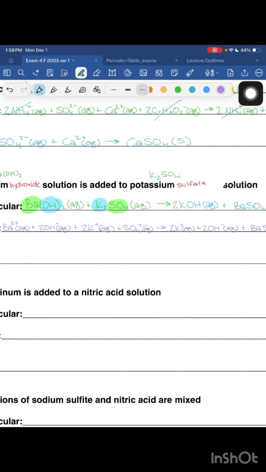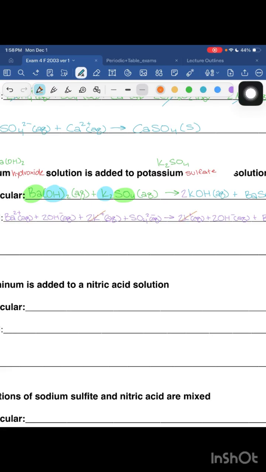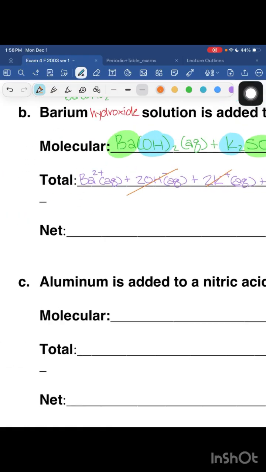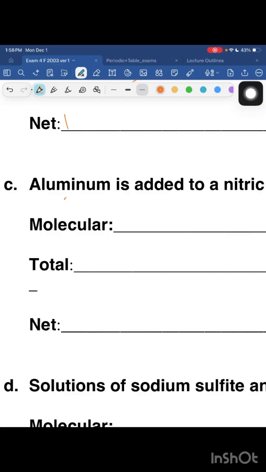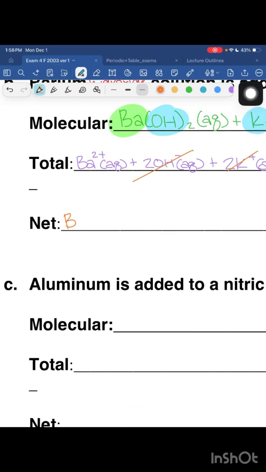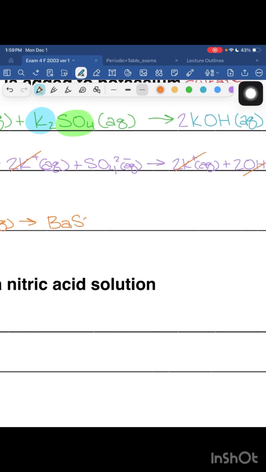So we're going to look at what is the same on both sides and cancel them out. Potassium is the same on both sides. Hydroxide is the same on both sides. Those are our spectator ions. Everything else is going to drop down. So we've got barium 2 plus aqueous plus SO4 2 minus aqueous, and that becomes barium SO4 solid.